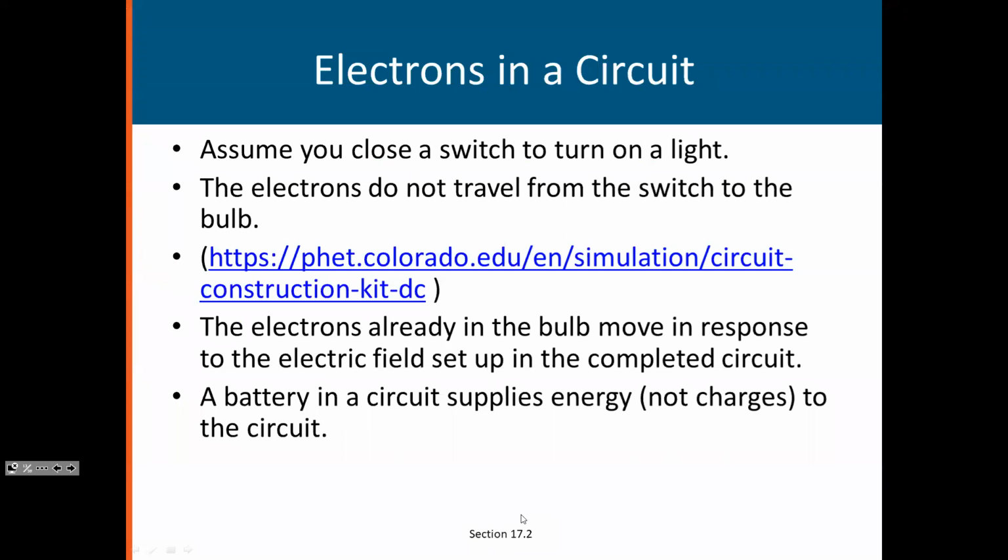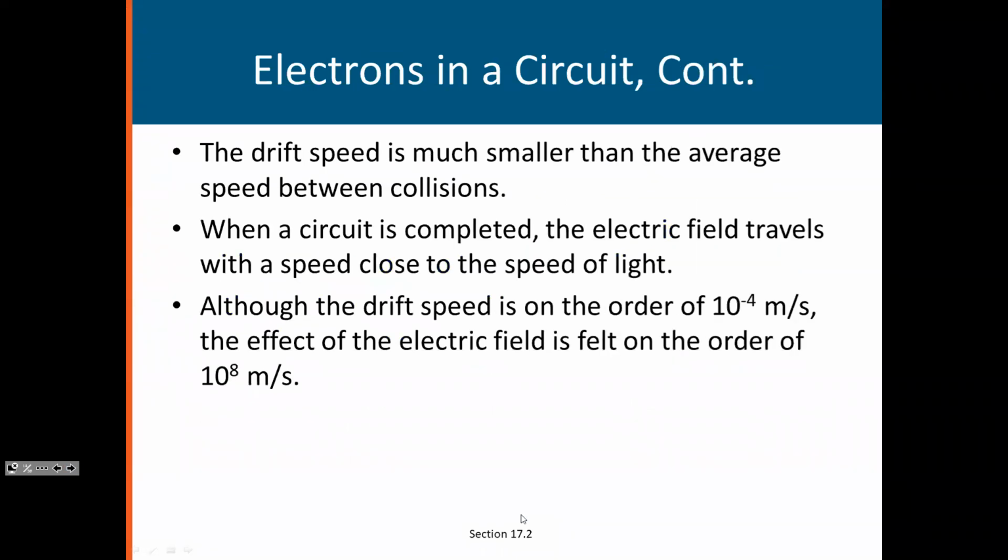Okay, the battery in the circuit supplies energy, not charges. The battery supplies the energy. It doesn't have to supply the charges that have to be taken all the way around. It supplies the energy. The electromagnetic field is felt at the bulb itself, and those electrons already in the bulb will start moving, that creates the current.